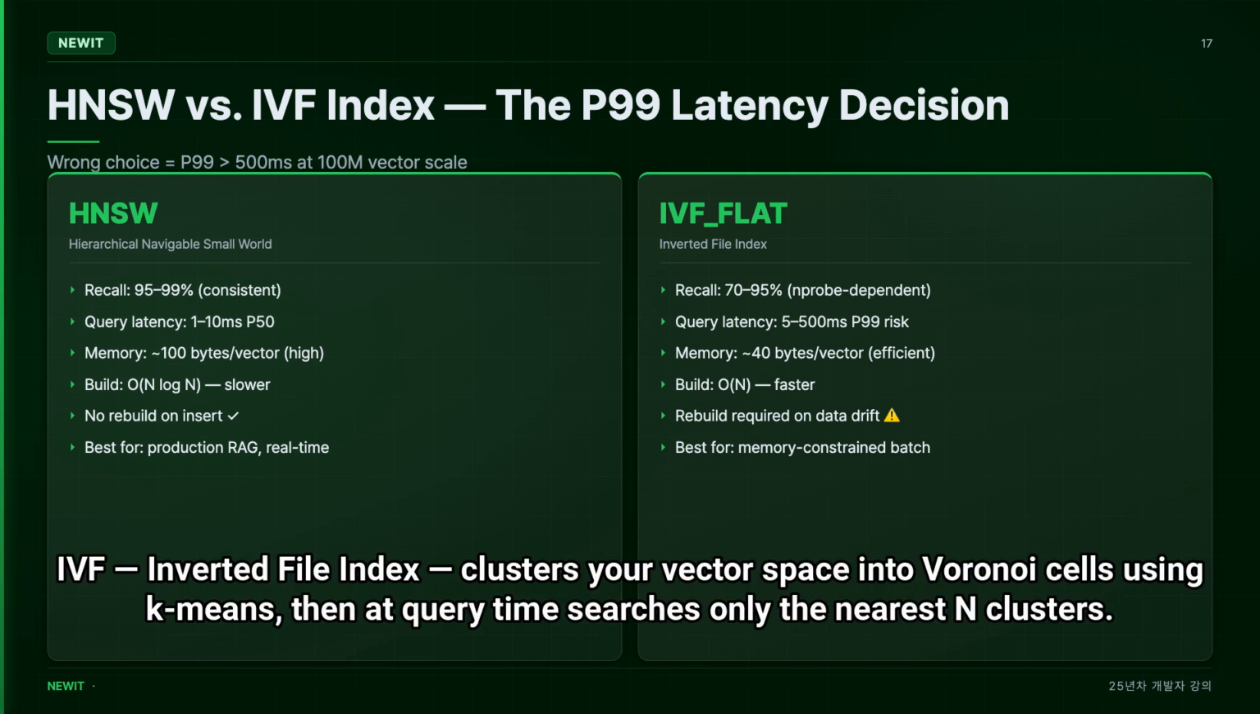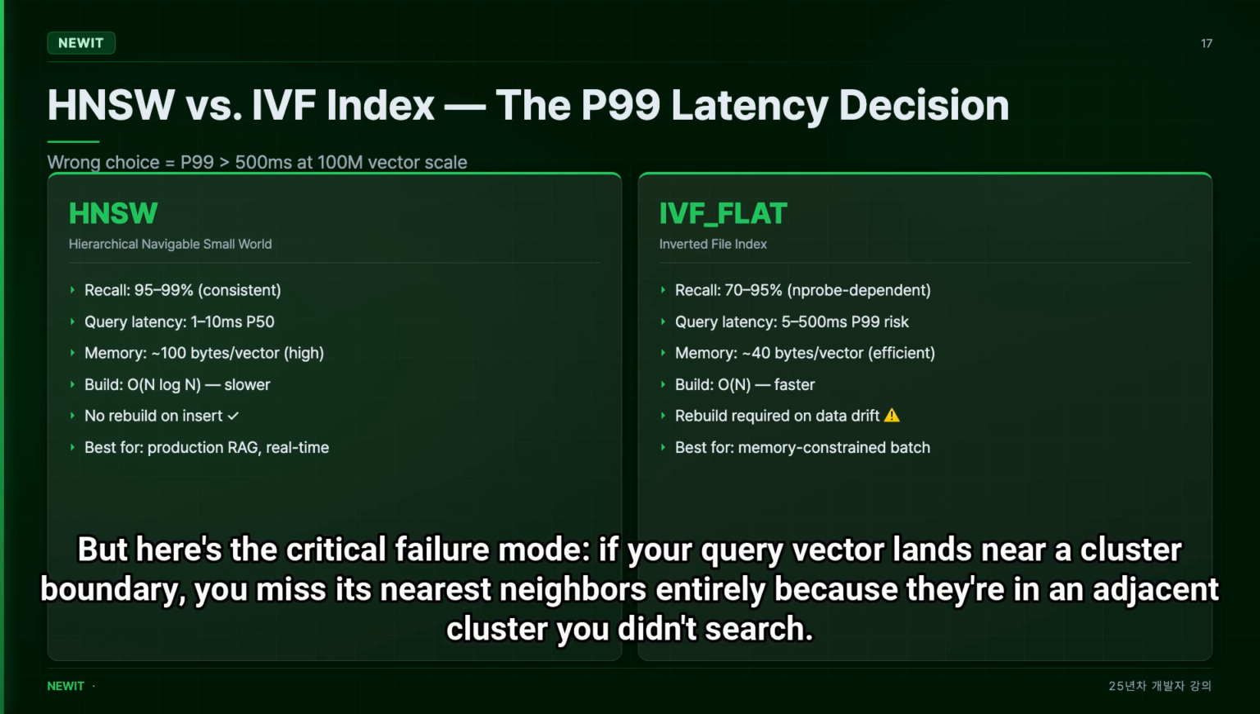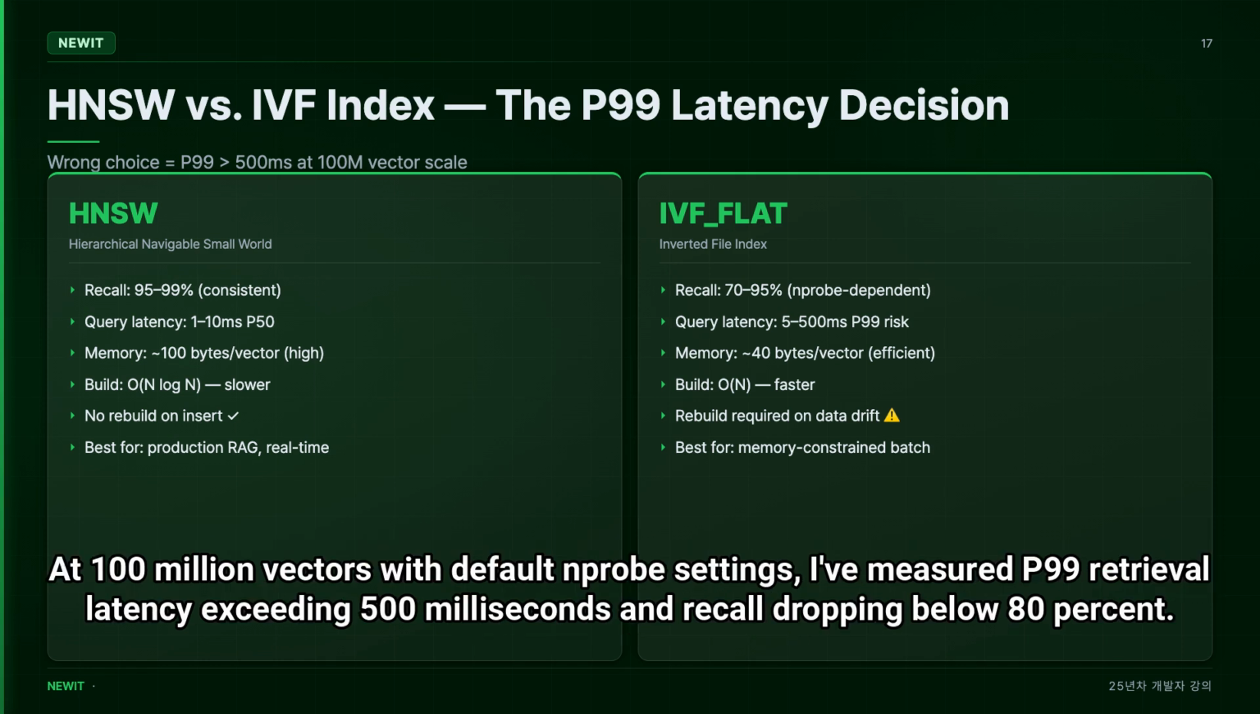IVF, inverted file index, clusters your vector space into Voronoi cells using k-means. Then at query time searches only the nearest n clusters. Memory efficient and fast to build. But here's the critical failure mode. If your query vector lands near a cluster boundary, you miss its nearest neighbors entirely because they're in an adjacent cluster you didn't search. At 100 million vectors with default nprobe settings, I've measured P99 retrieval latency of 500 milliseconds and recall dropping below 80%.